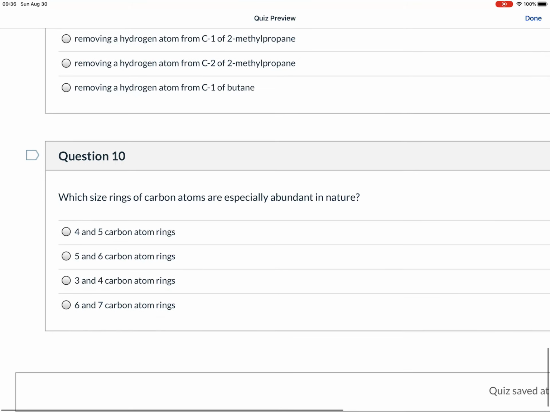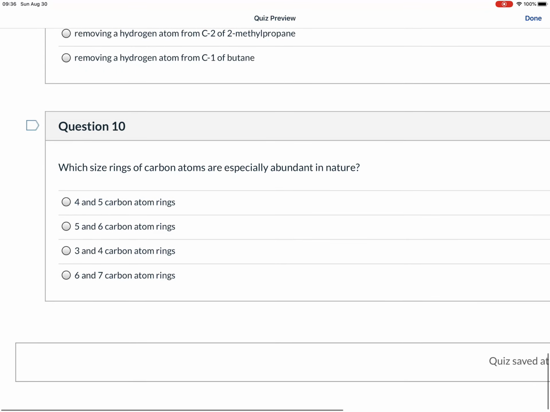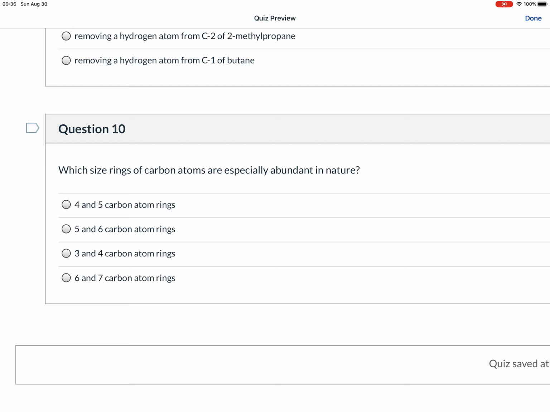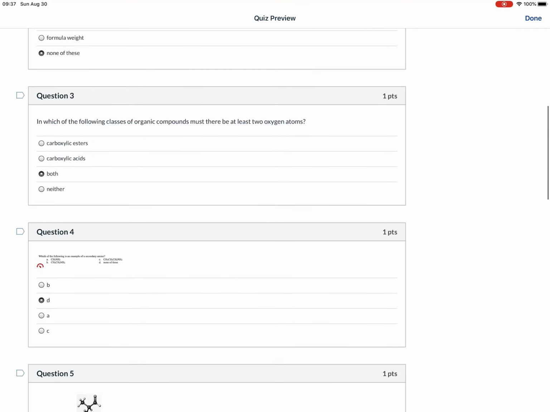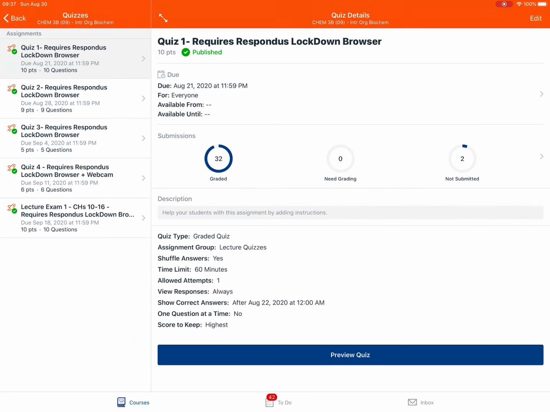Question 10. Which size of rings of carbon atoms are especially abundant in nature? Well, we talked about 5 and 6 carbon. 3 and 4 is too small. 4 is still too small. And 6 and 7 are just not the right numbers. It's 5 and 6 we see all the time in nature. Okay, so that's quiz 1. Let's take a look at quiz 2.